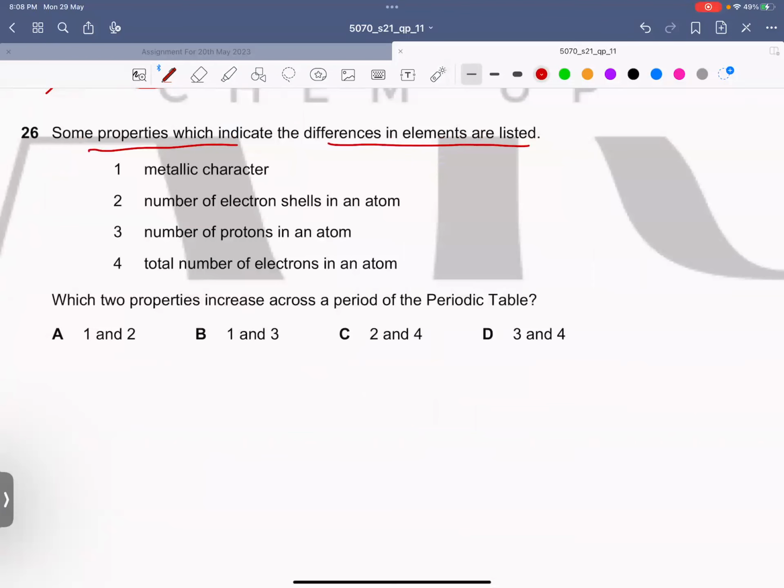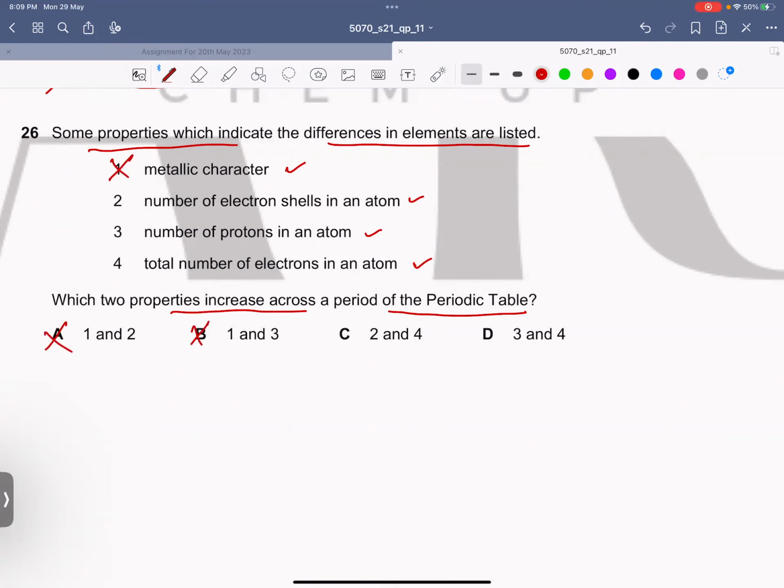Some properties which indicate the difference in elements are listed: their metallic character, number of electron shells in an atom, number of protons in an atom, total number of electrons in an atom. Which two properties increase across the period in the table? If you look at the periodic table, on the extreme right you will find non-metals, and on the extreme left there are metals. So if you are moving from left to right, does the metallic character increase or decrease? Metallic character decreases, which makes the first wrong. And if one is wrong, A and B are wrong.